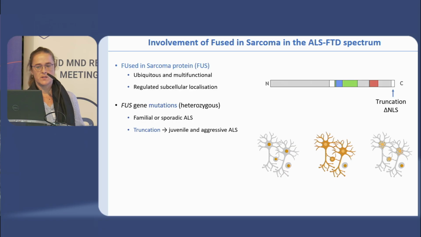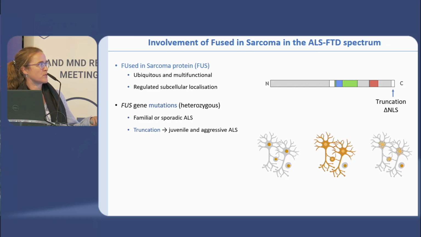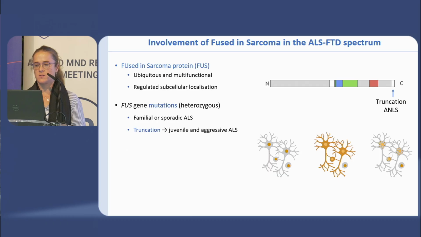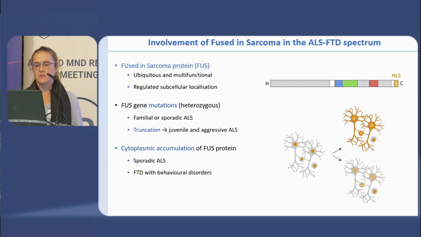And what is observable is a mislocalization of FUS. FUS is usually mainly in the nucleus, and when this kind of truncation appears, FUS is found in the cytoplasm. But FUS is also found cytoplasmically mislocalized without any mutation. This is the case in some sporadic forms of ALS, but also in FTD, and more precisely in FTD with behavioral disorders. In this situation, we again find the mislocalization of FUS, but also the formation of some stress granules.